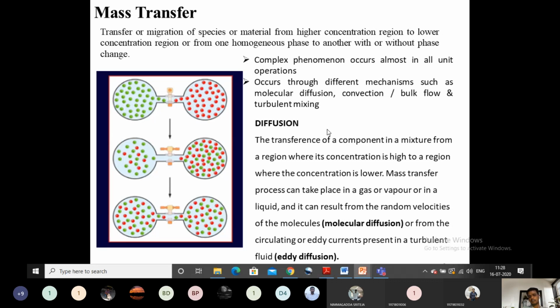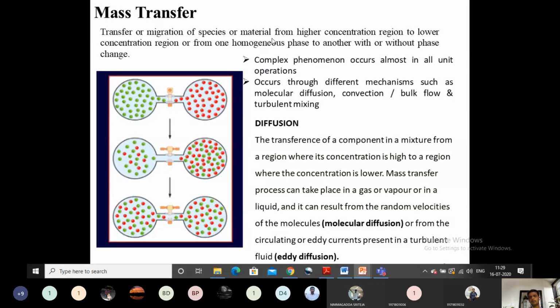Mass transfer is nothing but a migration of species or a material from a higher concentration region to a lower concentration region. Similarly, we can analogously say that heat transfer is nothing but a transfer of heat from higher temperature to lower temperature. Okay. Similarly, transfer of mass is from higher concentration to lower concentration region, or from one homogeneous phase to another homogeneous phase.